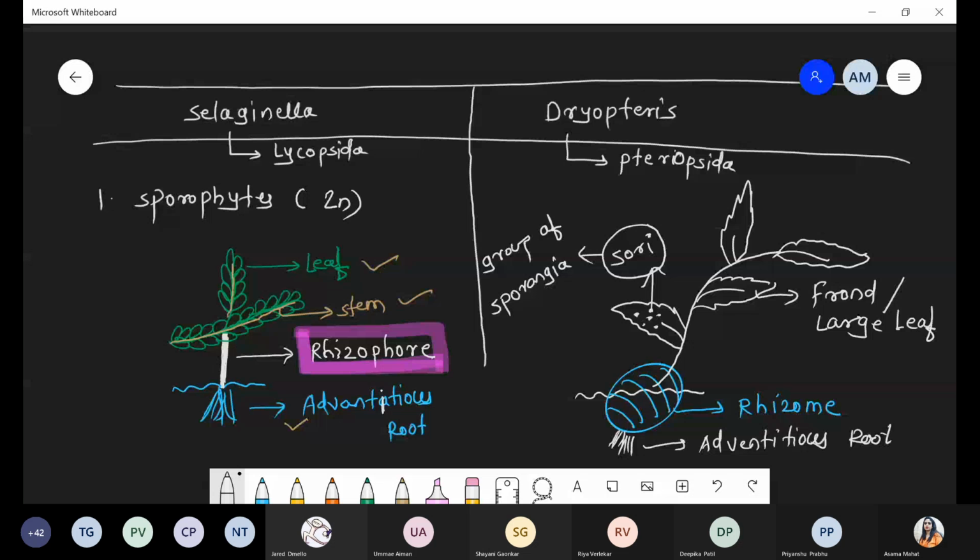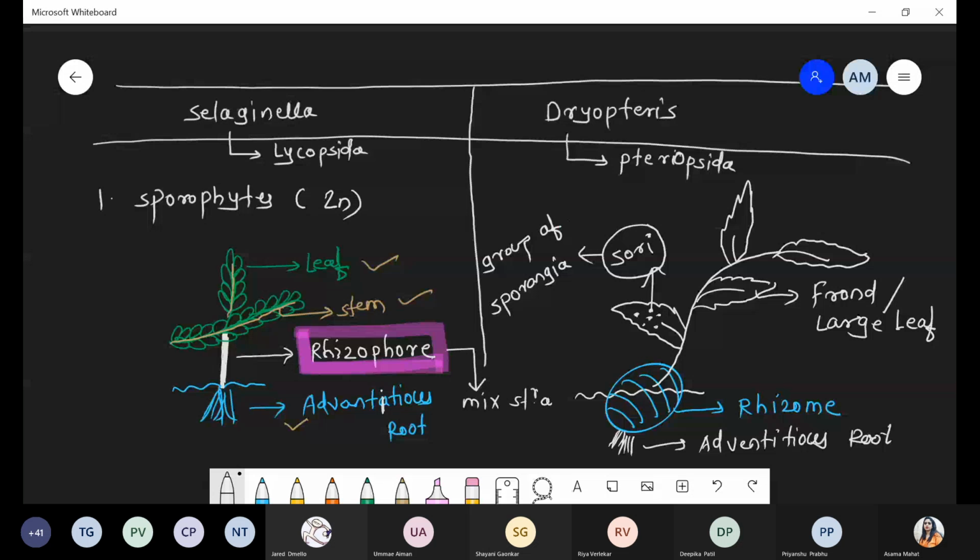Now, in the case of Selaginella, there is a presence of the stem and also the leaf. But here we draw one very unique structure, that is the rhizophore. What is the meaning of the rhizophore? Remember this point: the rhizophore is a very unique structure which is present only and only in Selaginella. Basically, it is a new organ, a new type of organ, which is a mixed structure of root and stem. So the rhizophore is a mixed structure of root plus stem.